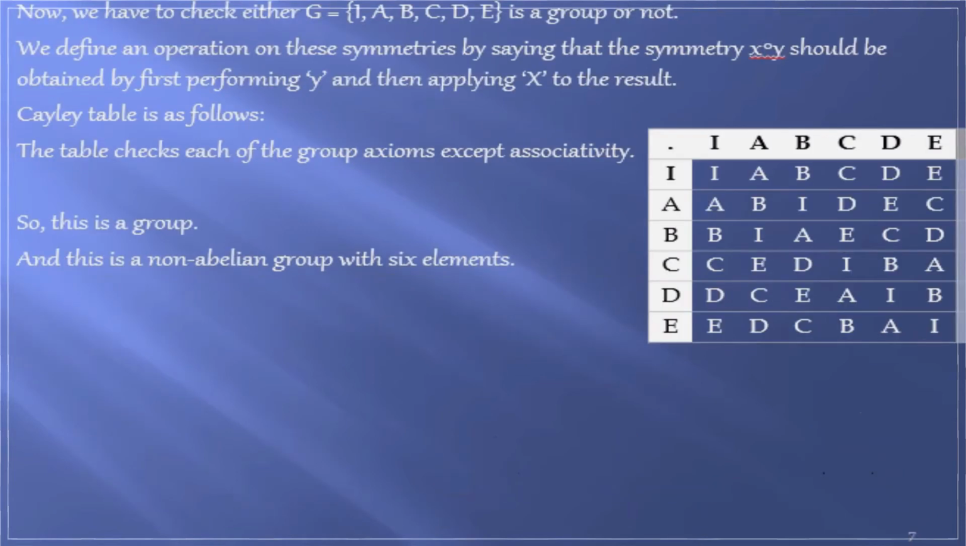Now, we have a set of 6 triangles. Again, we use Cayley table. We define an operation on these symmetries by saying that the symmetry x operation y should be obtained by first performing y and then applying x to the result. You can see here the Cayley table. It checks each of the group axioms except associativity. After computing this Cayley table, we are able to say that this is a group. Also, this is a non-abelian group.